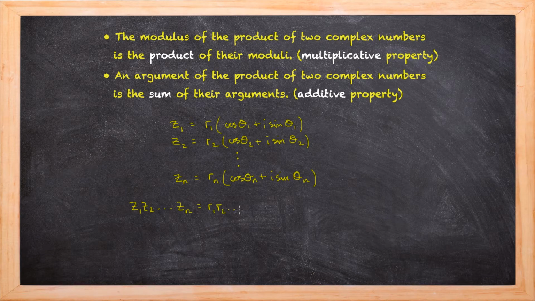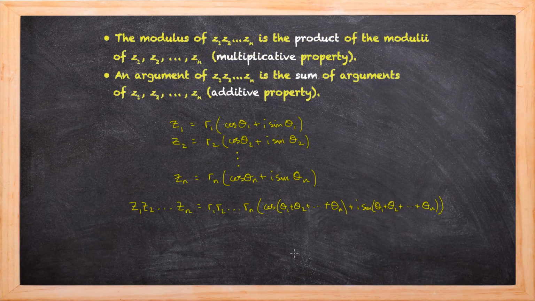Now the modulus will be the product of the moduli, and the argument will be the sum of the n arguments. An argument, not necessarily the principal value of the argument, might be outside that range. So there's the result, and that's a natural extension of the result we had. So let's change the two statements. There they are above. The modulus is the product of all these moduli, and the argument is the sum of all these arguments. It's a multiplicative property for the moduli, additive property for the arguments.